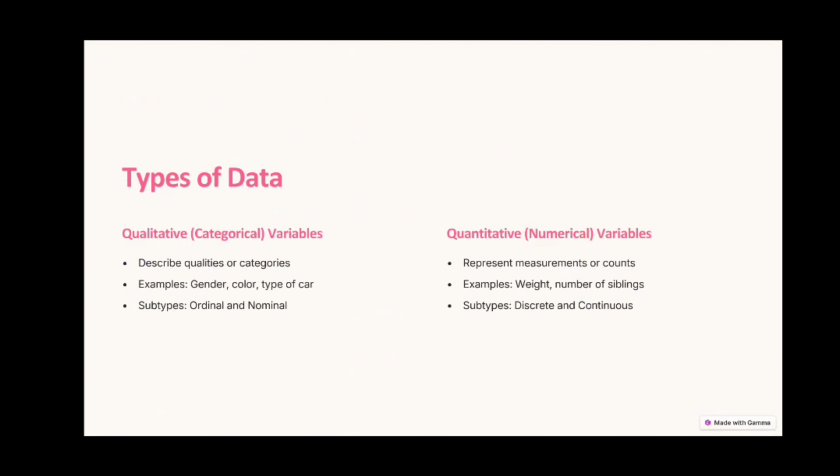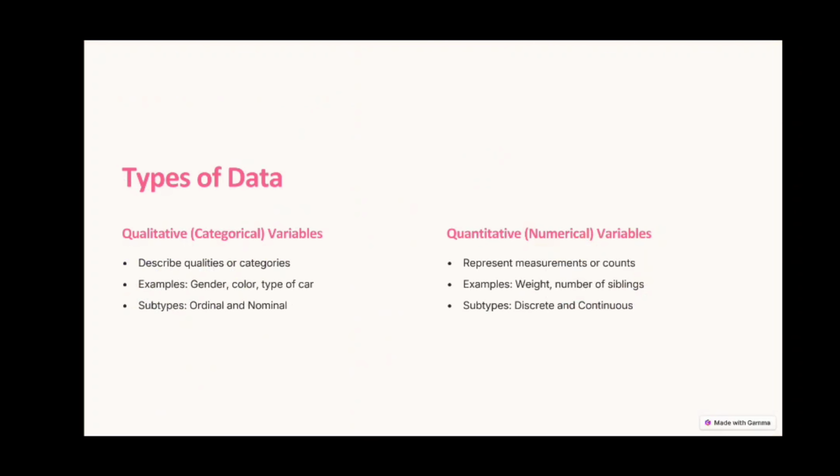D-A-T-U-M. So we have two types of data. The first one, we have the qualitative, also called the categorical variables. And the second one, we have the quantitative, also called the numerical variables. Now, what is the qualitative? In qualitative, from the word qualitative, we have it to be categorical.